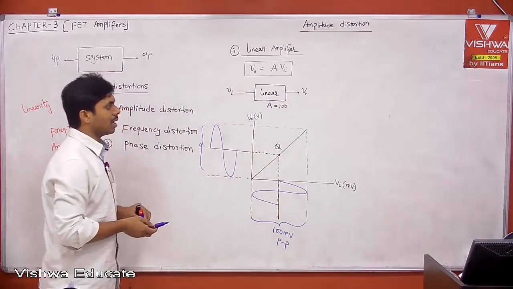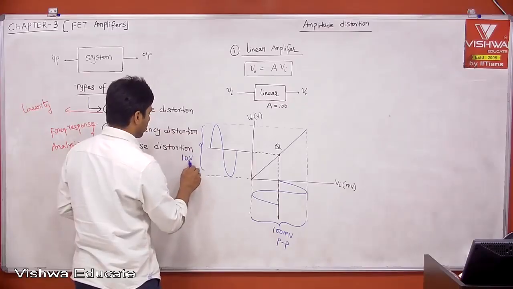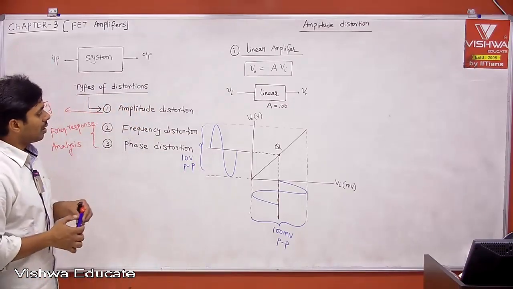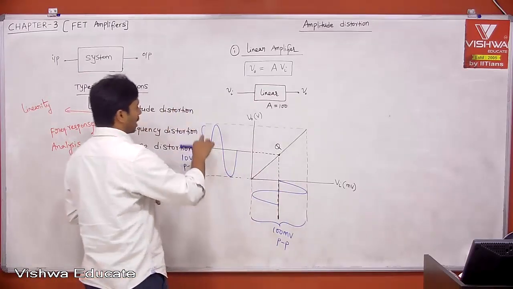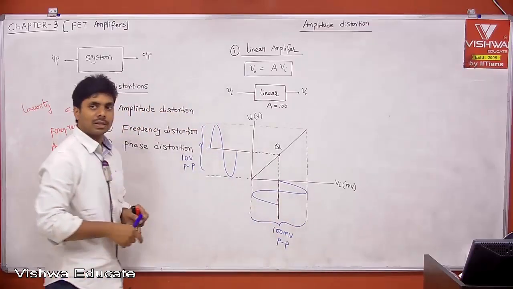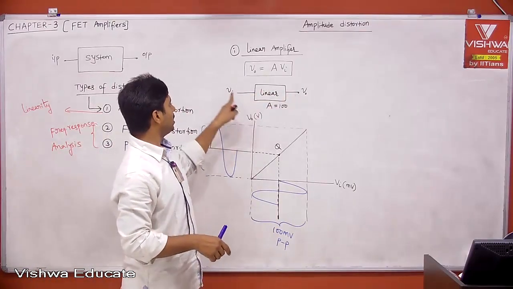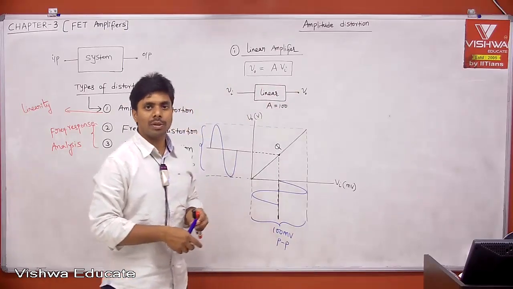In our example, what is the gain? It is 100. Therefore, 100 milli into 100, you will get 10 volt peak to peak. So when you give a sine wave at the input, we are getting a sine wave at the output, and output peak to peak divided by input peak to peak is nothing but your voltage gain. Because your amplifier is linear, V0 is equal to A into Vi, whatever signal you apply; A into Vi you are getting at the output.